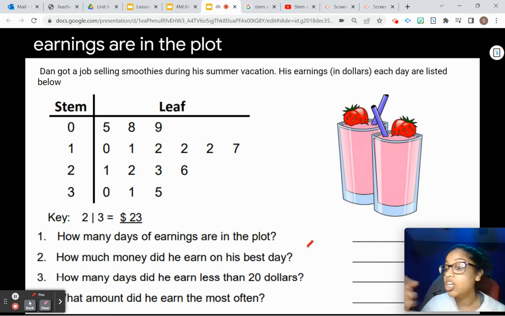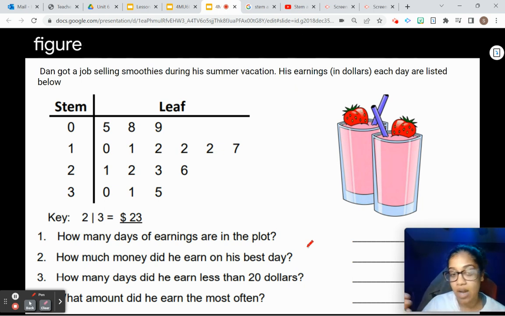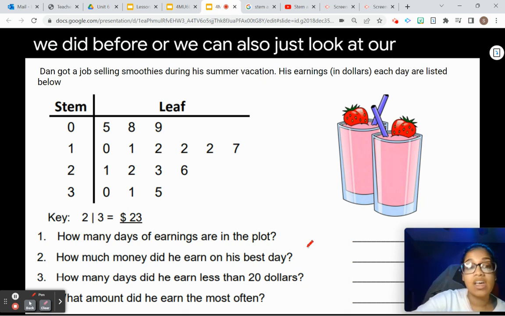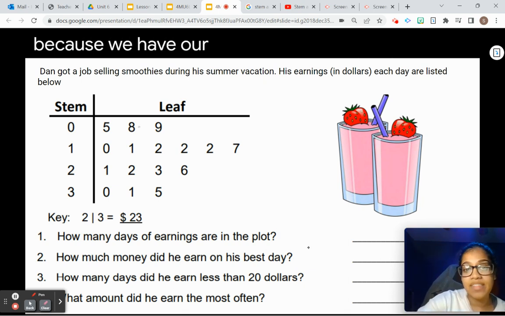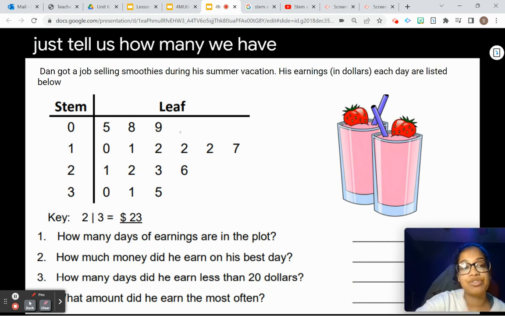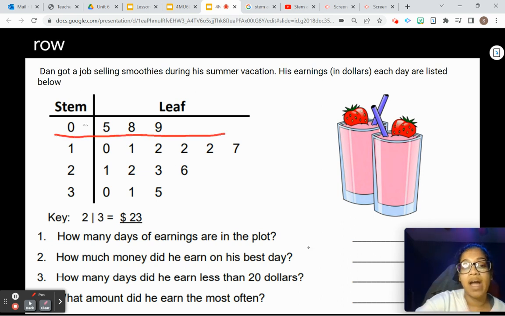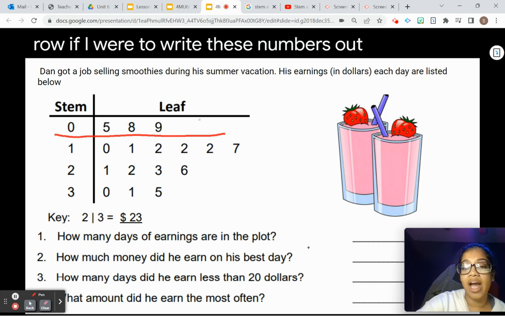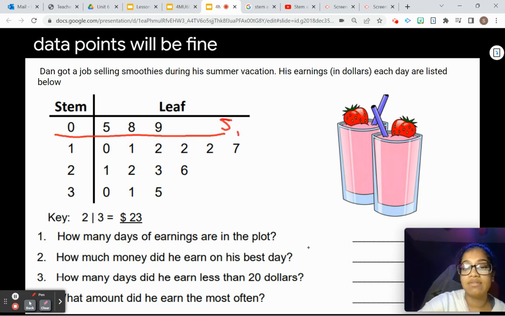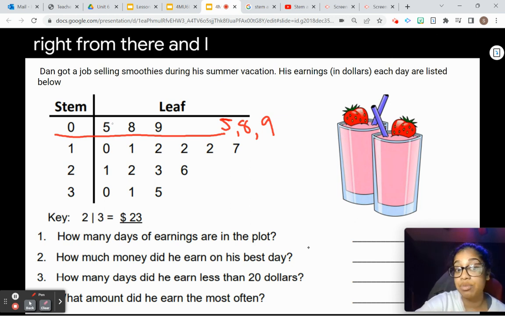So we have to go ahead and go through all of our earnings and figure this out. Now we can write everything out like we did before, or we can also just look at our leaves, because we have our stems and then our leaves will just tell us how many we have. Because for this one row, if I were to write these numbers out, my data points would be 5, 8, and 9. So I have 3 data points, and I have 3 leaves.